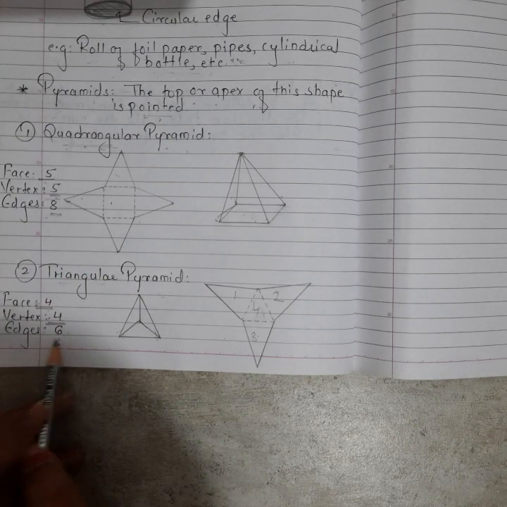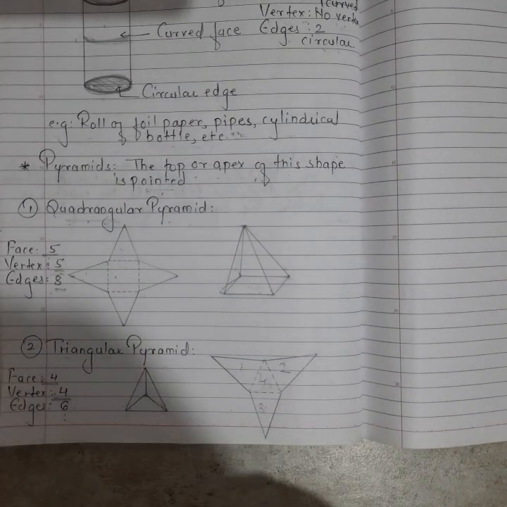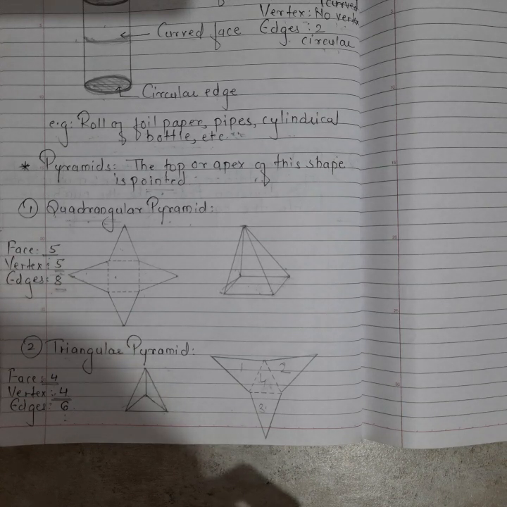Understood? So today we have learnt two types of shapes, that is cylinders and pyramids, and further pyramids are divided into two types, that is quadrangular pyramid and triangular pyramid. So we have seen two types of 3D shapes.